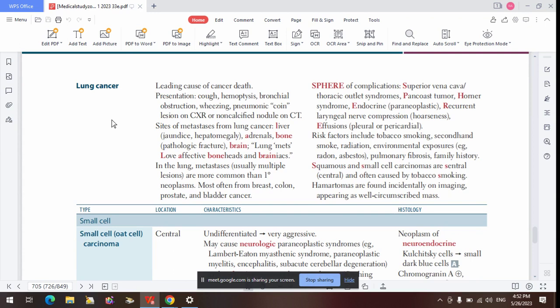What are the complications for lung cancer? So the acronym is SPHERE. S is standing for superior vena cava obstruction. We'll talk about it very well. Pancoast tumor, we'll talk about that too. So Pancoast tumor is when someone has this lung cancer emerging from the apex of the lung. That's a very bad position. Horner syndrome is also one of the complications of this Pancoast tumor. We'll talk about it. Endocrine.